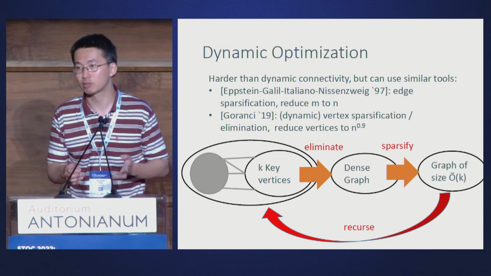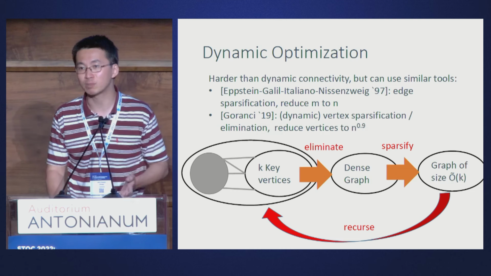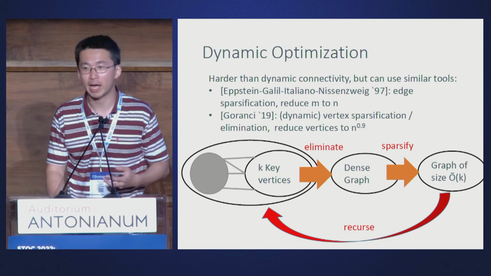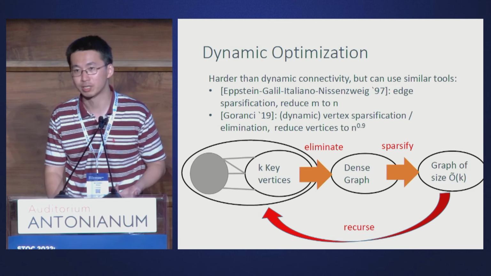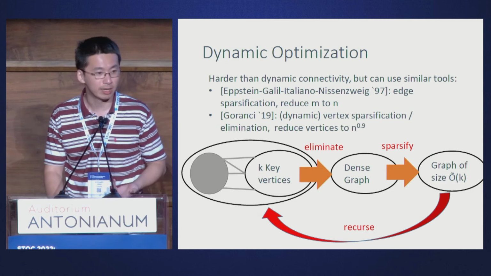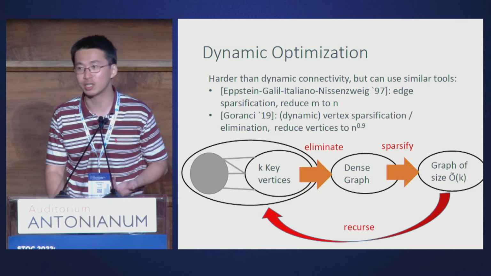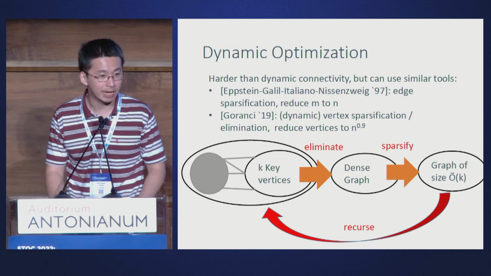In particular, there are two pieces that are very much in common. One is called edge sparsification. Edge sparsification was actually the hardest piece in the Laplacian solving literature. In fact, the term was first introduced in a paper titled Sparsification, an approach for speeding up dynamic graph data structures, by Eppstein, Galil, Italiano, and Nissenzweig.